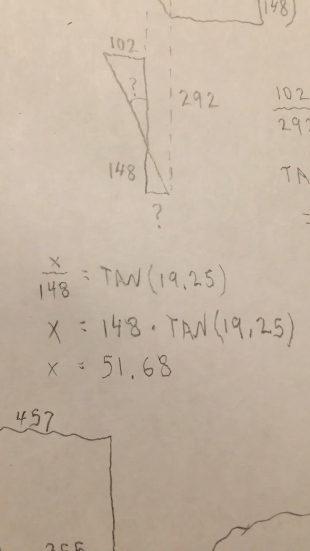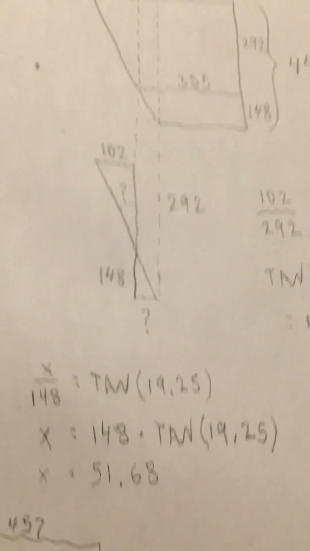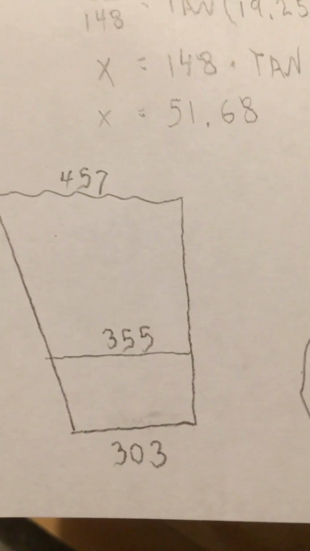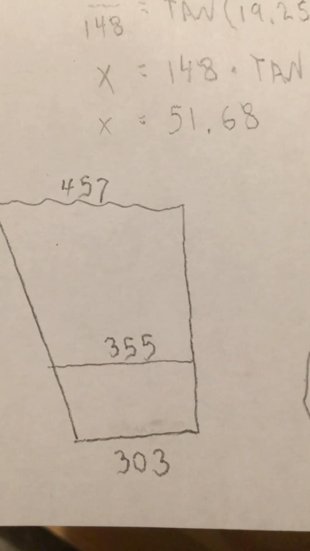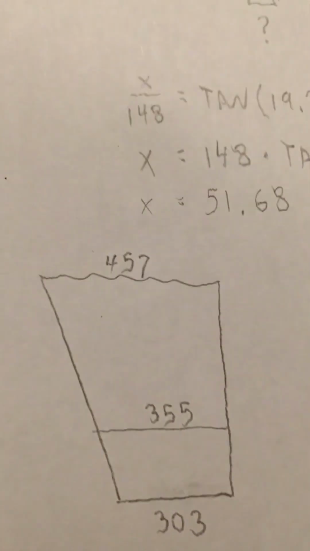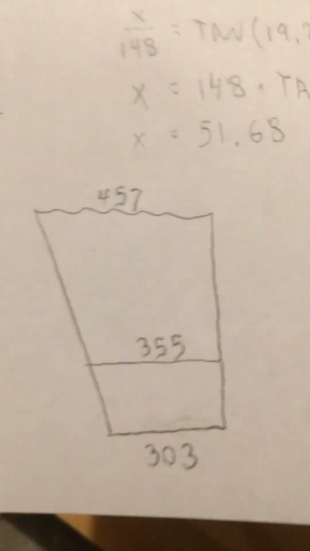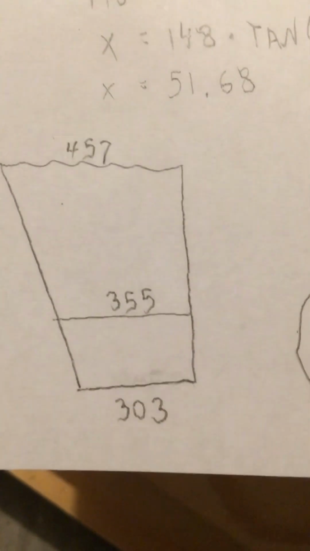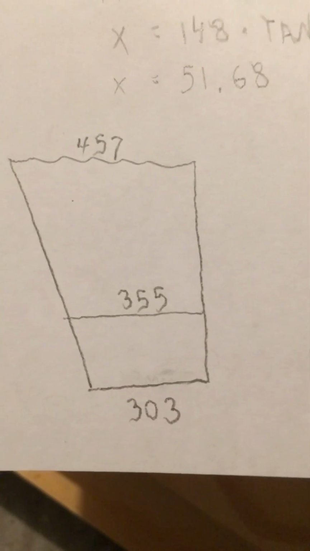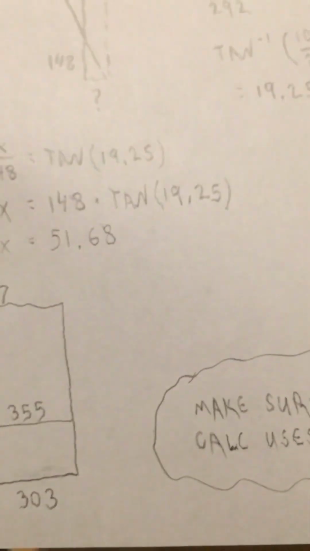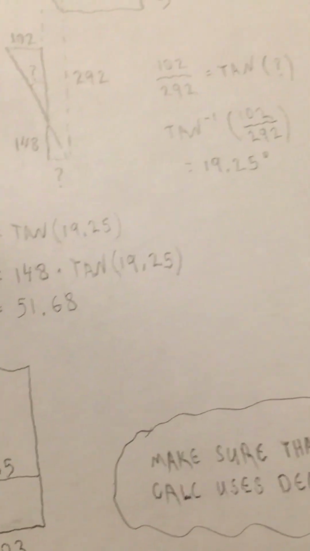So if we round that up to, let's say, 52 millimeters, and we subtract 52 millimeters from 355 millimeters, we end up with a base down here of 303 millimeters. So now we know that the top is going to be 457, the bottom of the head is 355, and the bottom of the platform is going to be 303 millimeters wide. Okay, so is all this going to fit on the boat?